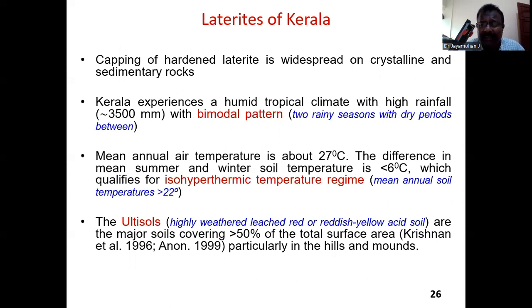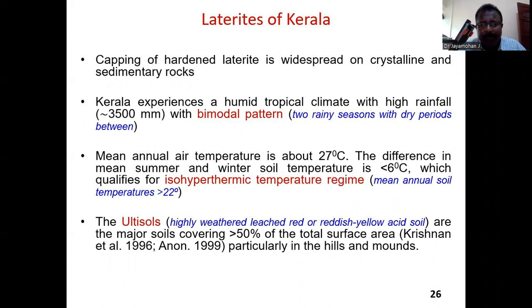And we see laterite as a capping material, as a top material, in most parts of Kerala, especially above the crystalline and sedimentary rocks. In Kerala, the rainfall is very high, approximately 3,500 millimeters. We call it a bimodal pattern. Bimodal pattern means basically there are two rainy seasons with dry periods in between.